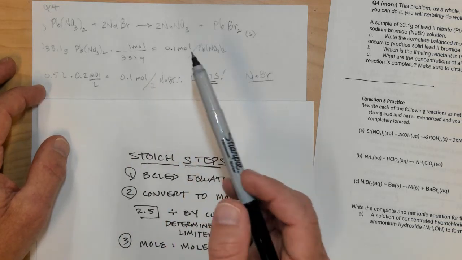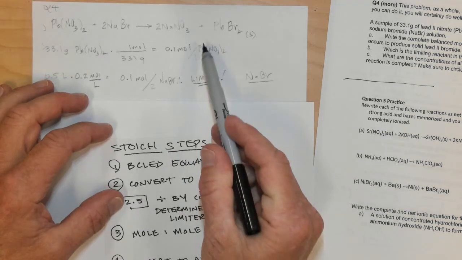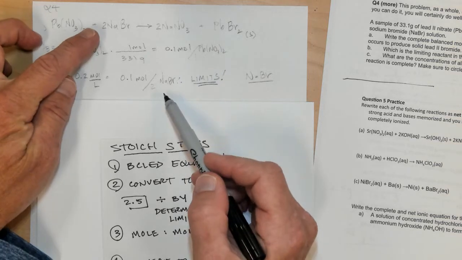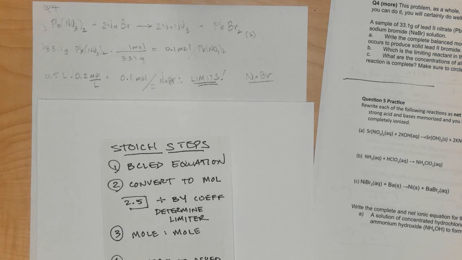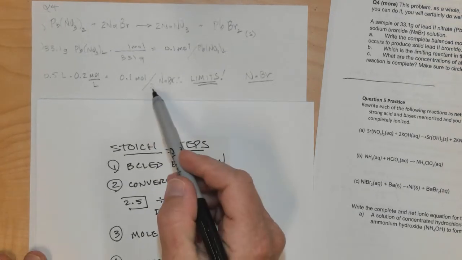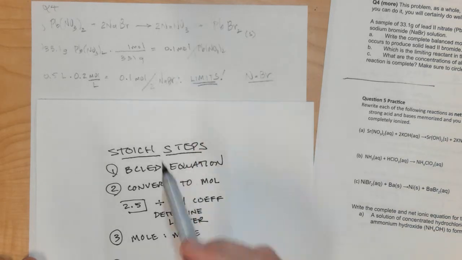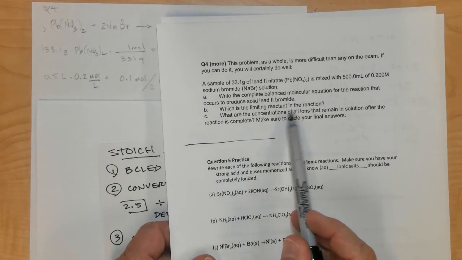that as well. Now, to determine which one limits, remember you have to divide by the coefficient. And so if I divide lead nitrate, I would divide that by 1, and I would divide sodium bromide by 2. And remember, you don't actually have to do the math, just decide which one's going to be smaller, and 0.1 divided by 2 is obviously smaller than 0.1 divided by 1. So NaBr is my limiter, which answers letter B, which is a limiting reactant.